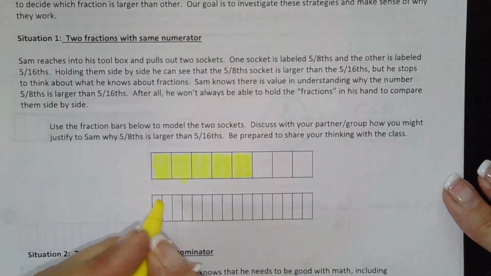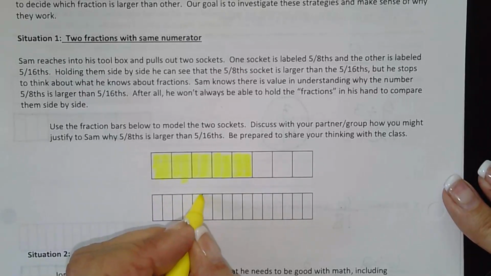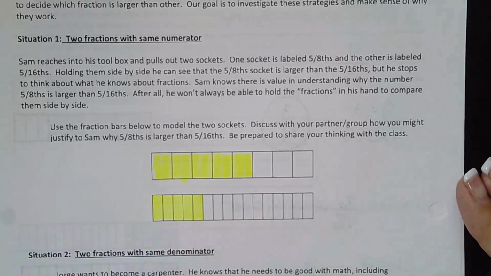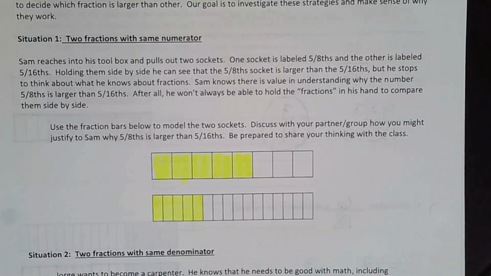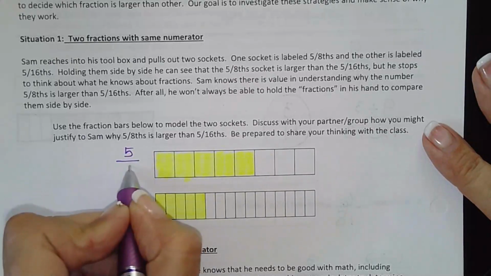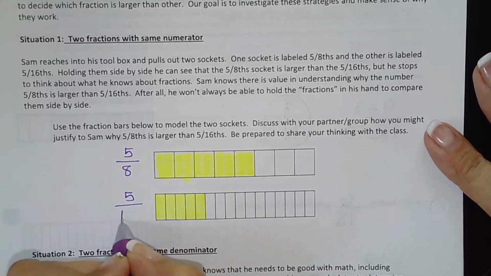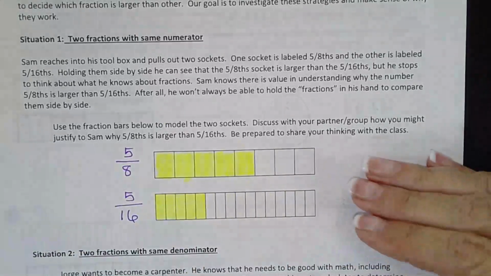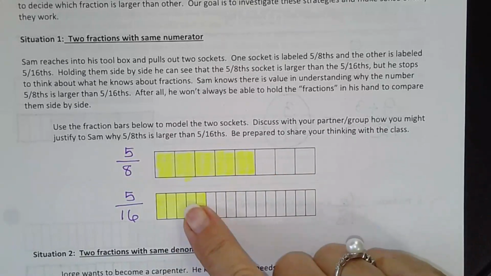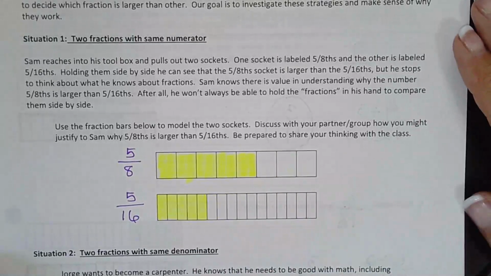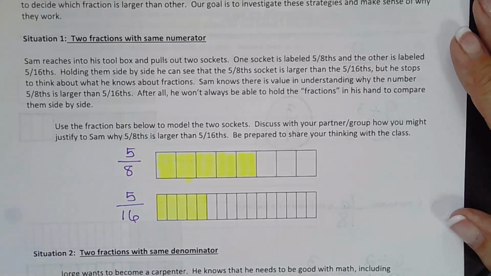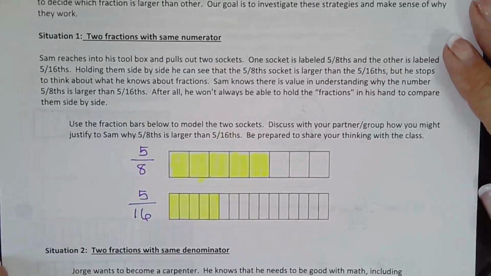And then 5 out of 16. So we can easily tell that 5/8 is larger than 5/16. And that's only because these are computer drawn, and you can see that this one is bigger than that one. Like I said, it would be really hard on a test to draw the exact same situation, but let's see if we can come up with a strategy so we wouldn't have to draw a picture.